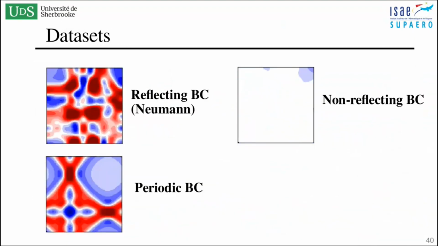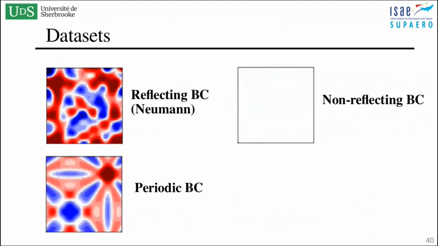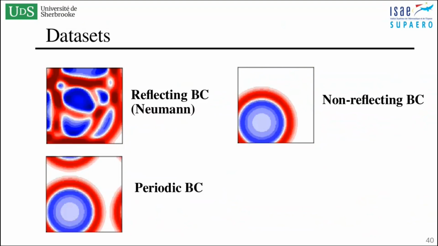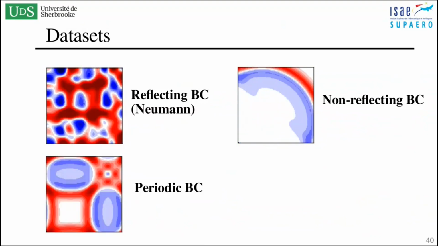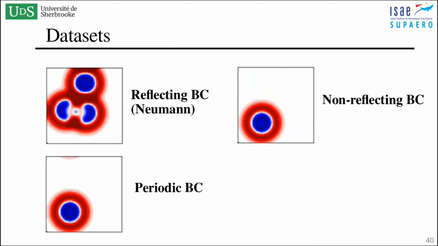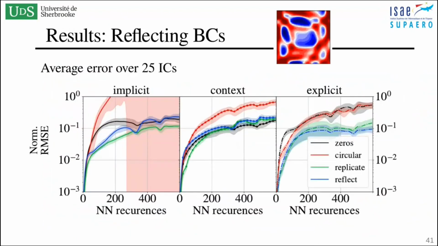Now, going into what type of data set we are using, we are employing 3 databases: the reflecting boundary conditions, the periodic boundary conditions, and the non-reflecting boundary conditions, which we have generated in the lattice-Boltzmann case, employing absorbing sponge layers. Going into the first case of reflecting boundary conditions, we show the evolution of error for 25 different initial conditions averaged over time.